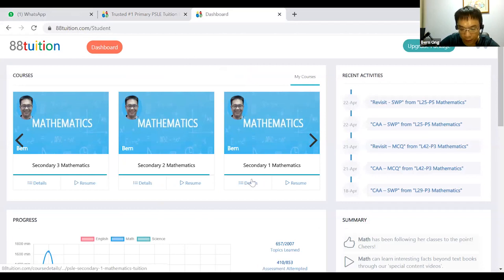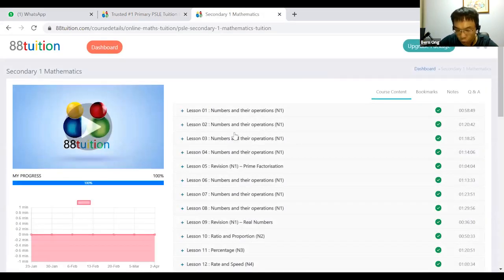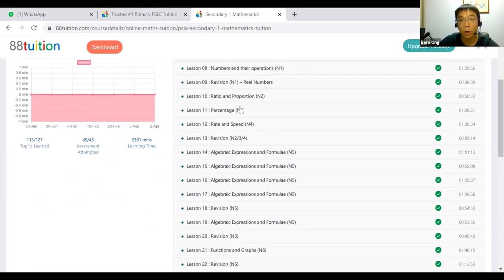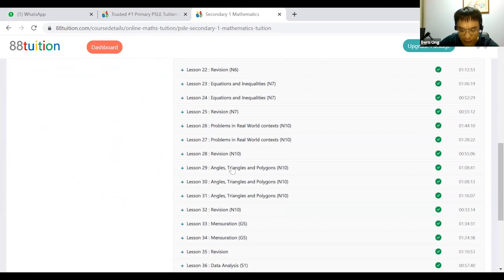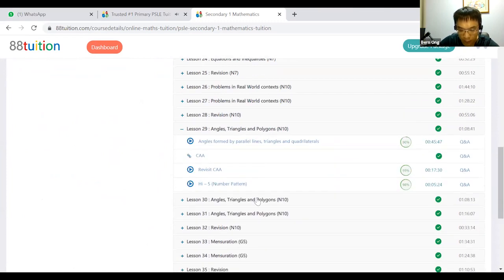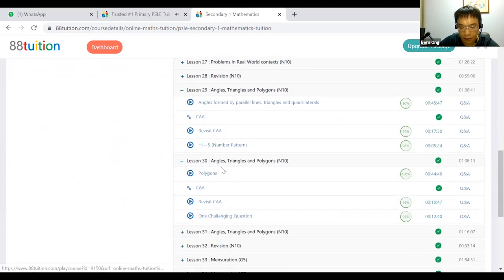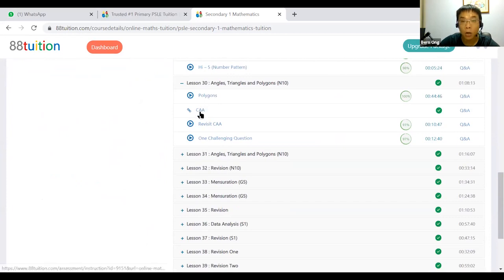So Sec 1 math, we can go into Sec 1 math. And there are so many different topics here for you to go and practice. Just like on the polygons, we can go into lesson 29. Okay, we can go into lesson 30. You see, lesson 30 has polygons, and there's some computer-aided assessment. You can go in there to actually try the question. Let's go.